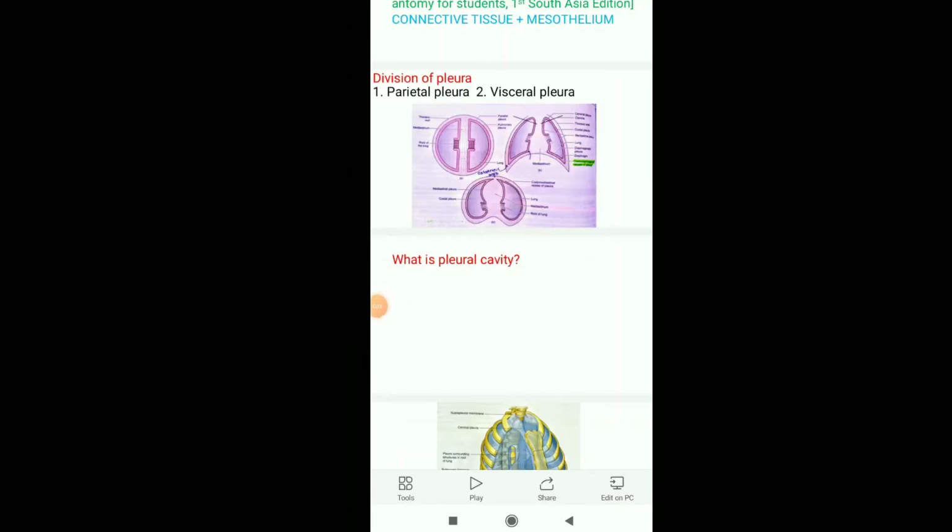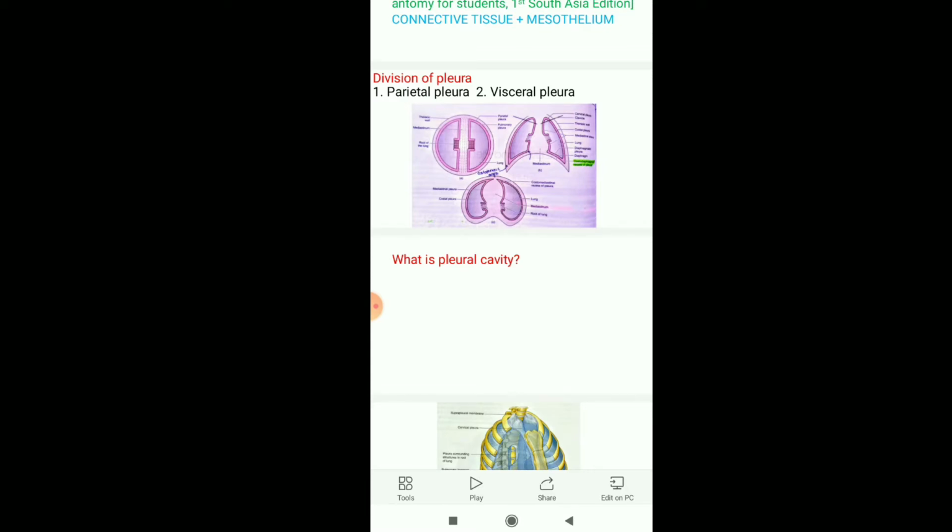Now see what are the divisions of pleura. According to its location, pleura has been divided into parietal pleura and visceral pleura. As the name suggests, parietal means it is situated on the periphery, and visceral means it is adherent to the viscera, and here it is the lungs. So the parietal pleura is present on the outer part, or you can say that it forms the outer wall of the pleural cavity, or that it lines the inner part of the thoracic wall.